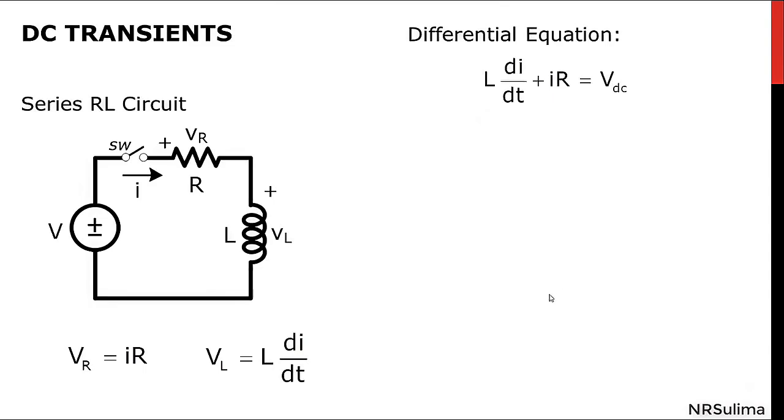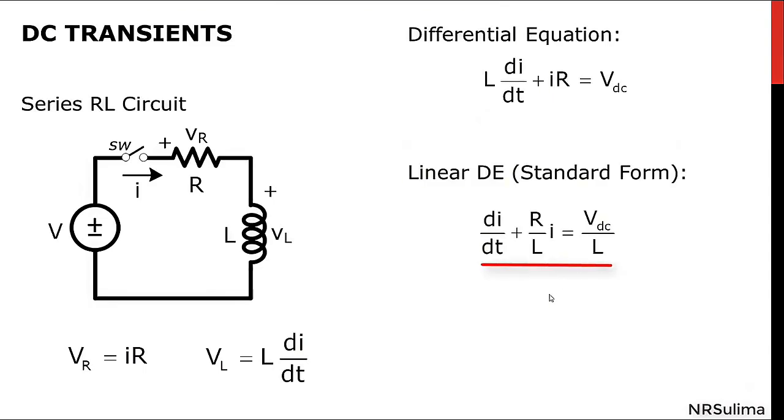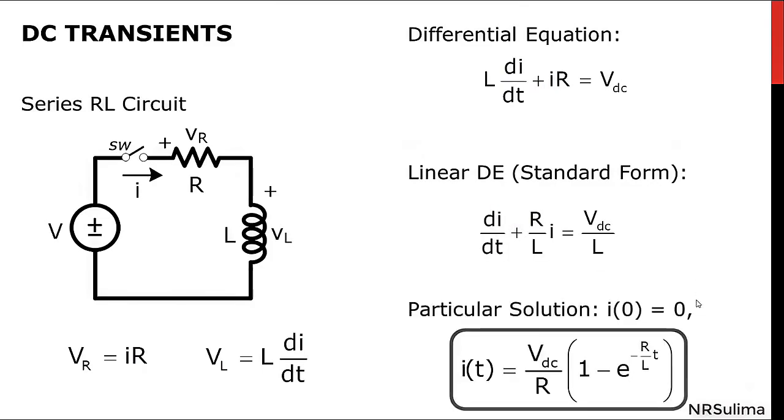Rearranging this equation and writing it in the standard form of a linear differential equation with the current as the dependent variable, we can find the particular solution of the current: i(t) equals V_DC over R times the quantity 1 minus exponential negative R over L times t. This is the current response in a series RL circuit, in which V_DC over R is the steady state component and V_DC over R exponential negative R over L times t is called the transient component.